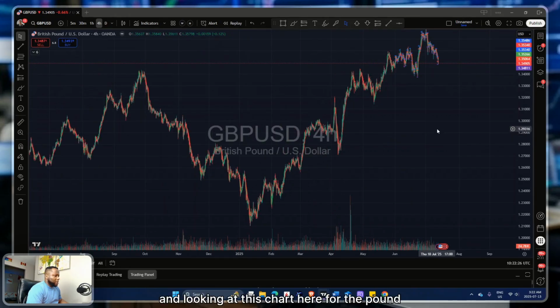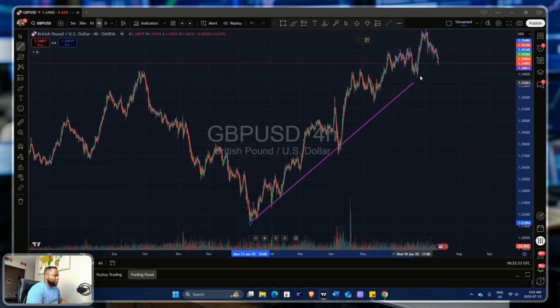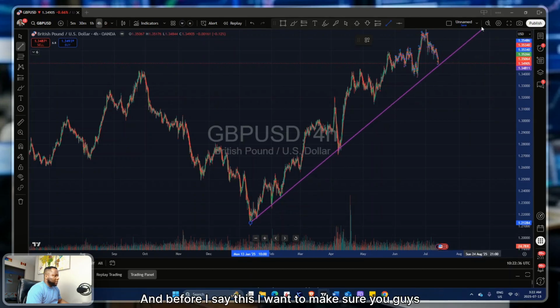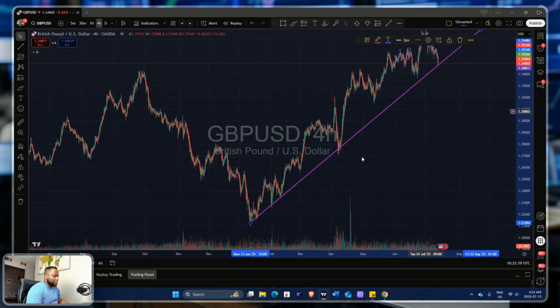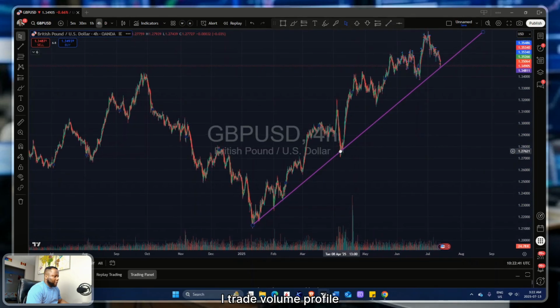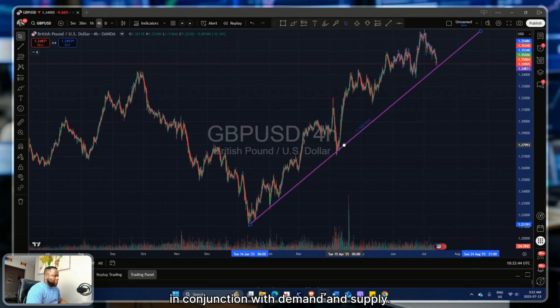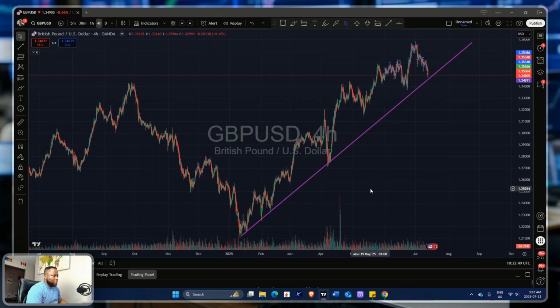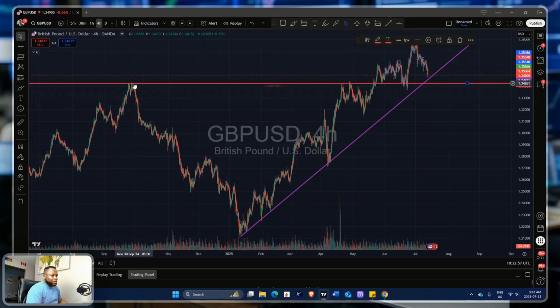Looking at this chart here for the pound USD, basically we have a good uptrend on the 4 hours. Before I say this, I want to make sure you understand my trading methodology. I trade volume profile in conjunction with demand and supply. I put those two things together and I trade them. Sometimes I also use price action, support, resistance, break, and all that.